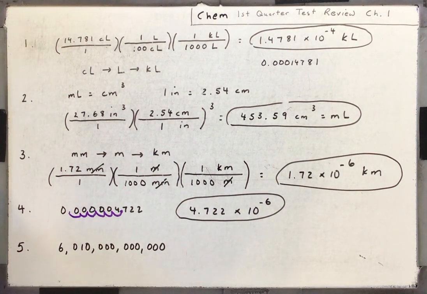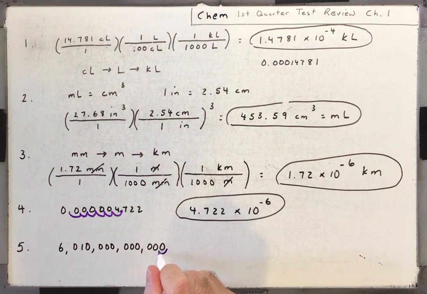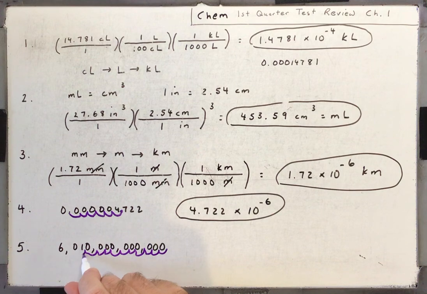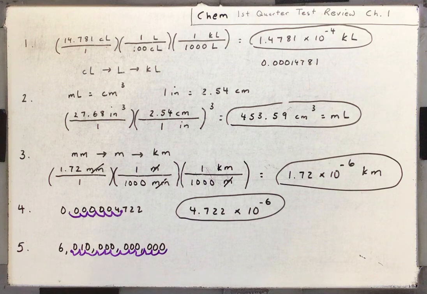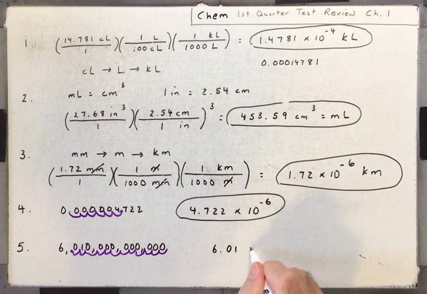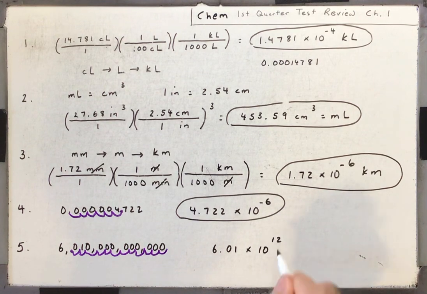So we are going to count the number of places starting at the right. Now this is going to have a positive, not a negative, but a positive exponent. So we got 1, 2, 3, 4, 5, 6, 7, 8, 9, 10, 11, 12, and we stop right before that first digit. Okay, so we went 12 spots, so that's going to be 6.01 times 10 to the 12th.